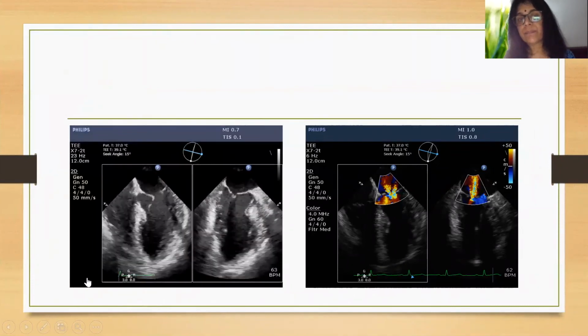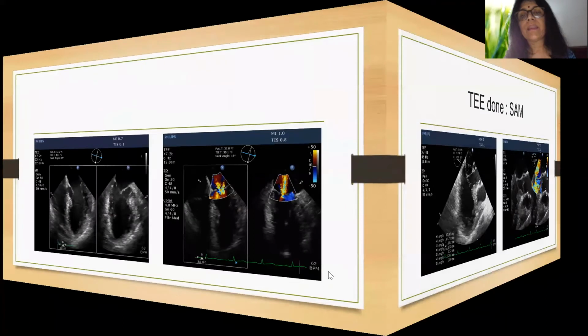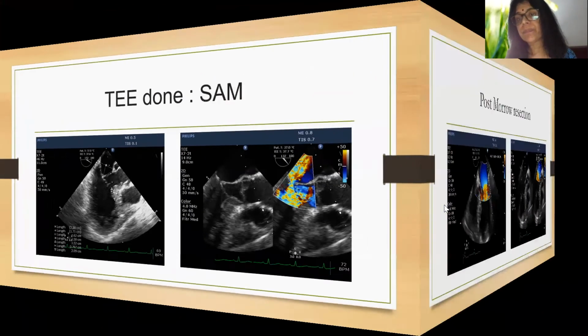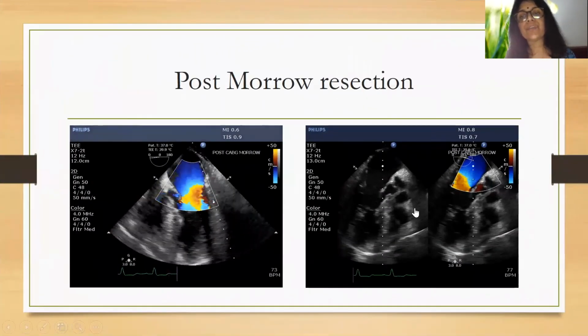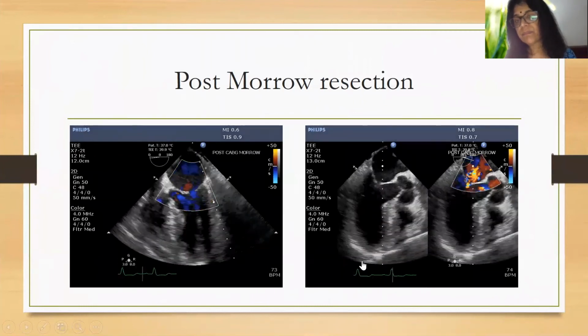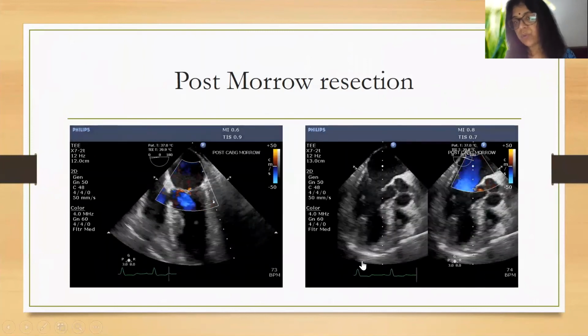Here the echo is done, and it's seen that there is a SAM. The septum is almost 1.5 centimeters thick. So it's a sigmoid septum. So in the theater, this was seen, but nothing was done because there was not much MR. But when the patient comes to the ICU, this is the level of MR which is seen. A Morrow resection is done, and post-Morrow, there is absolutely no MR.